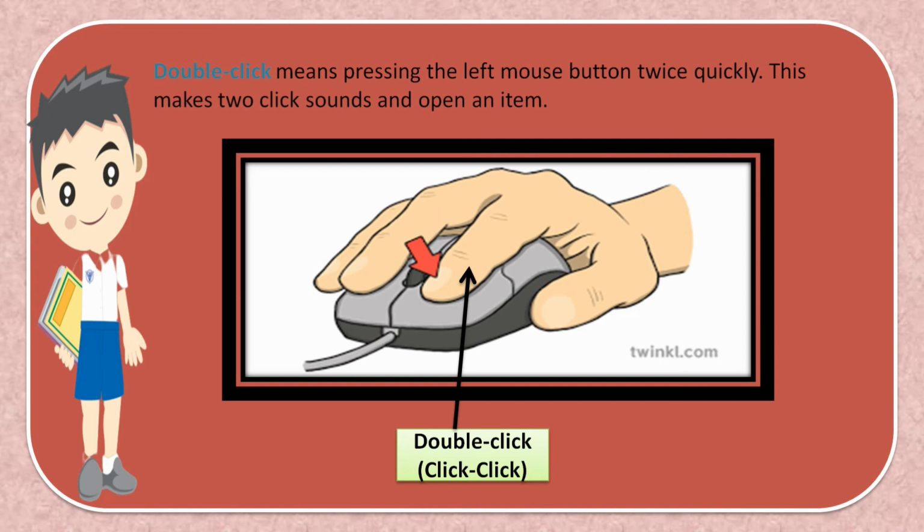So what is the difference between clicking and double clicking? In clicking, we press the left mouse button one time. In double click, we press the left mouse button two times. Clicking selects an item. Double clicking opens an item.